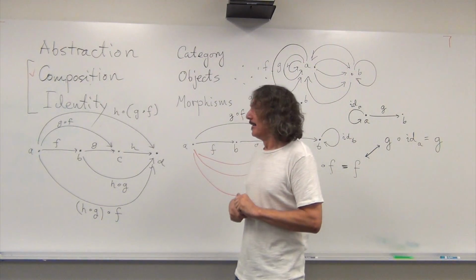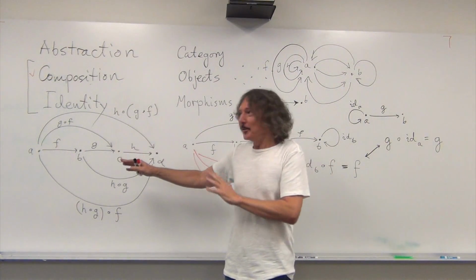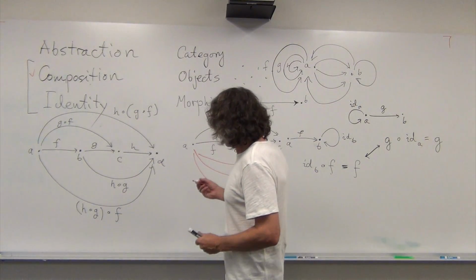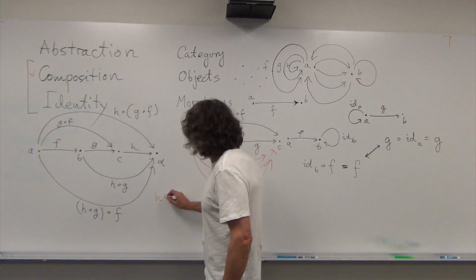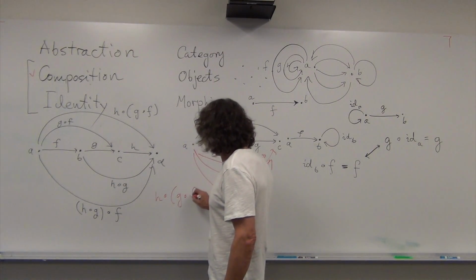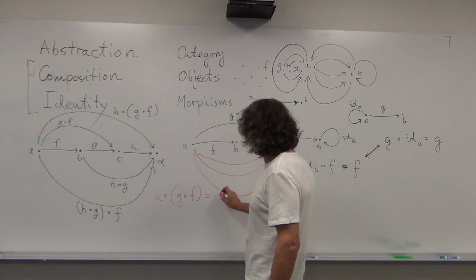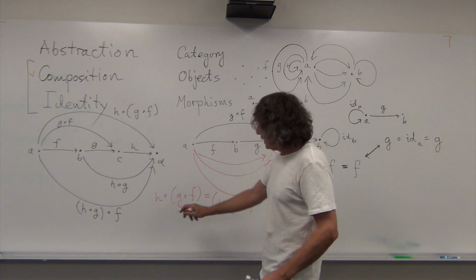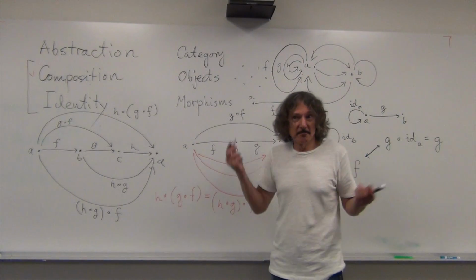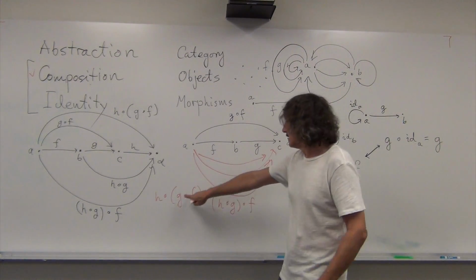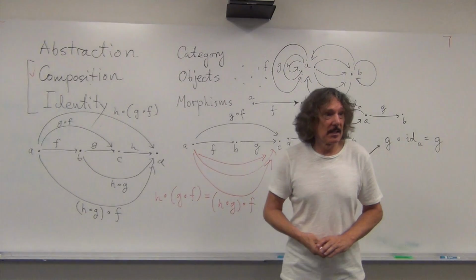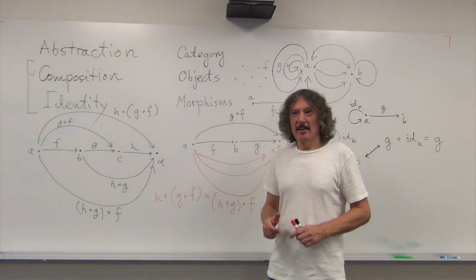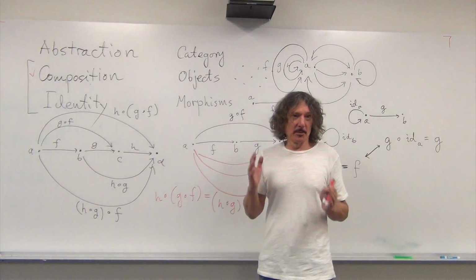Therefore, the axiom of the category is that this and this are the same. H after G after F must always be equal to H after G after F. So this is called associativity. Normal thing, associativity. You can associate it this way or this way and you get the same result. And that's extremely important in order to make this manageable for us humans.